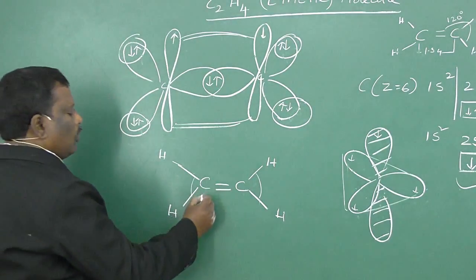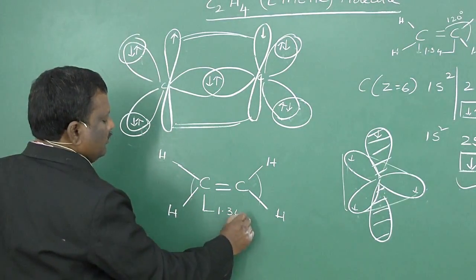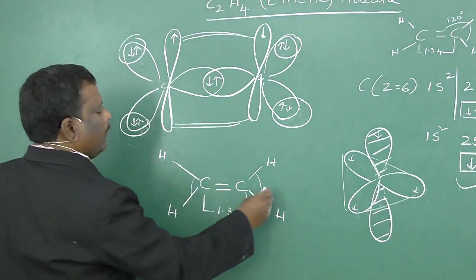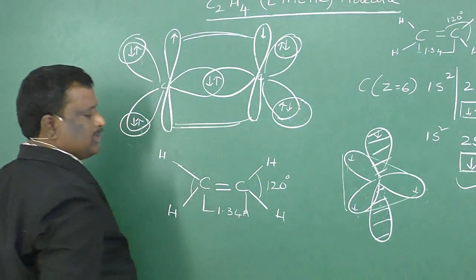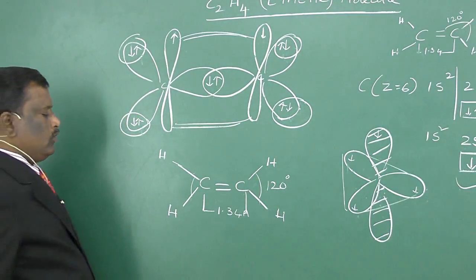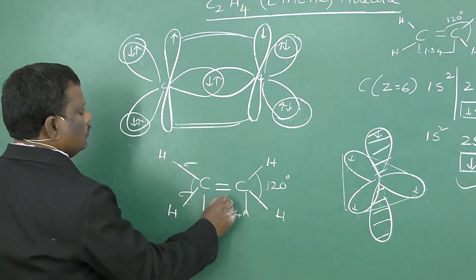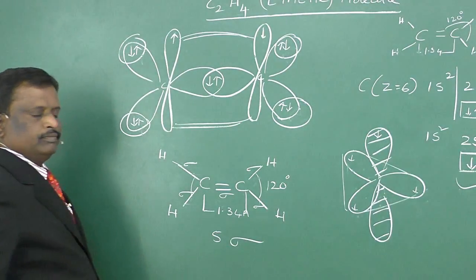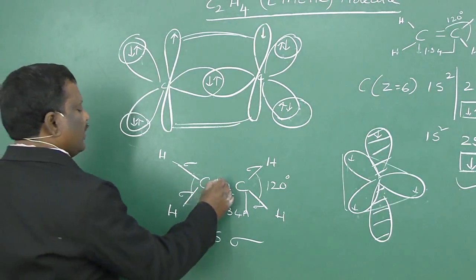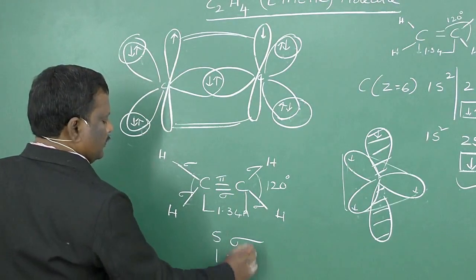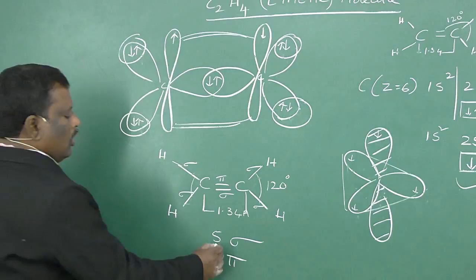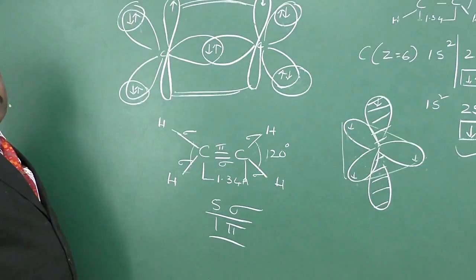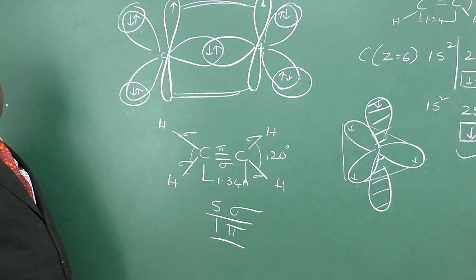That's why its bond length is 1.34 angstroms and bond angle is 120 degrees. In the C2H4 molecule, we have 1, 2, 3, 4 and 5, 5 sigma bonds, and 1 pi bond. In the C2H4 molecule as a whole we have 5 sigma bonds and 1 pi bond. This is the structure of the C2H4 molecule.